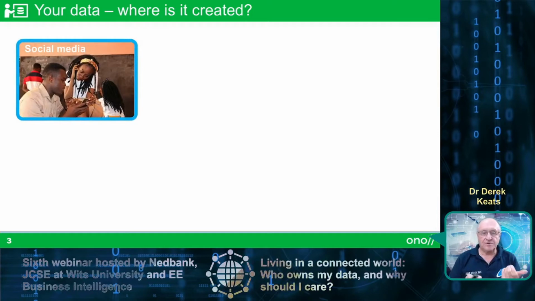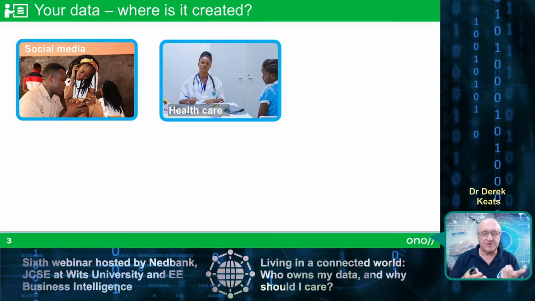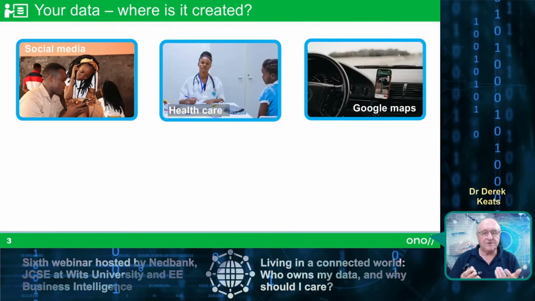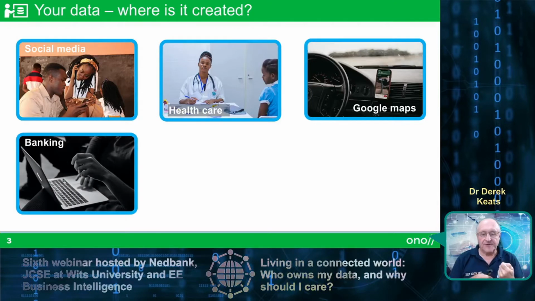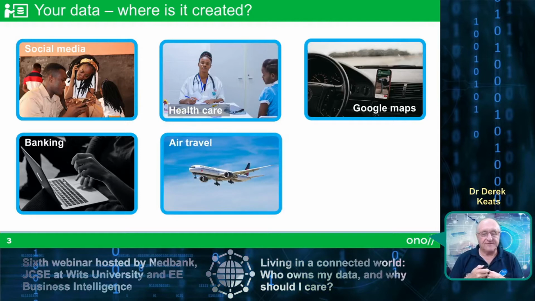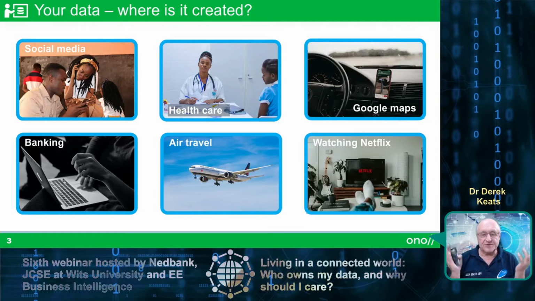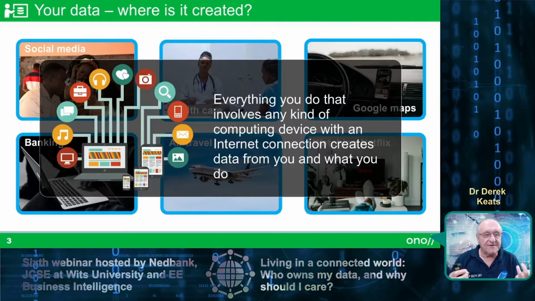So anytime you do anything on social media, you're creating data. Anytime you go visit a healthcare practitioner, you are creating data. Anytime you use Google Maps and use it to drive your car, or walk around for that matter, you're creating data. If you do any banking, you're creating data. If you travel, especially air travel, you are creating data. If you're watching Netflix or some other online source of entertainment, you are creating data. In fact, everything that you do that involves any kind of computing device with an internet connection creates data from you and from the activities that you engaged in.